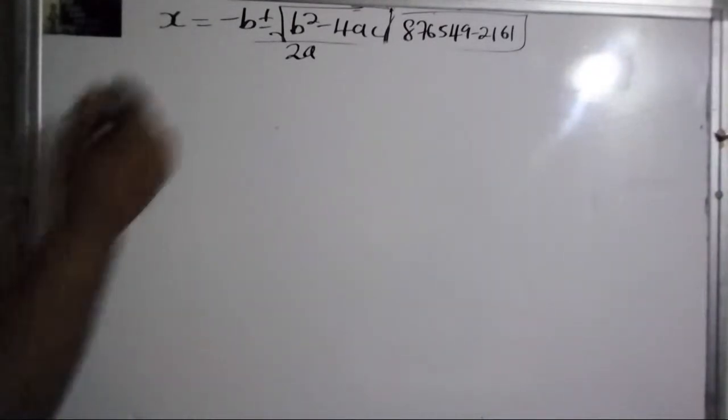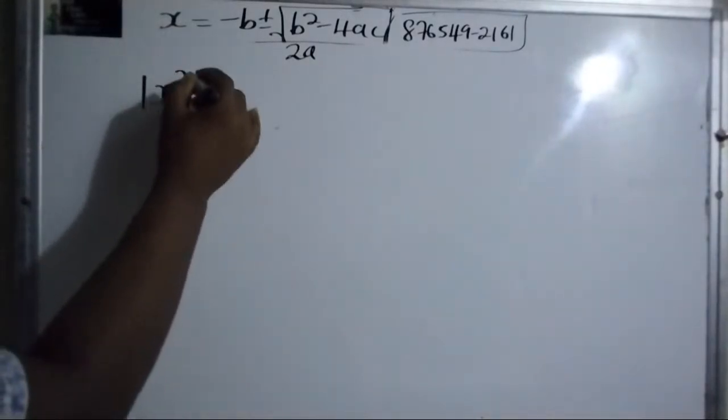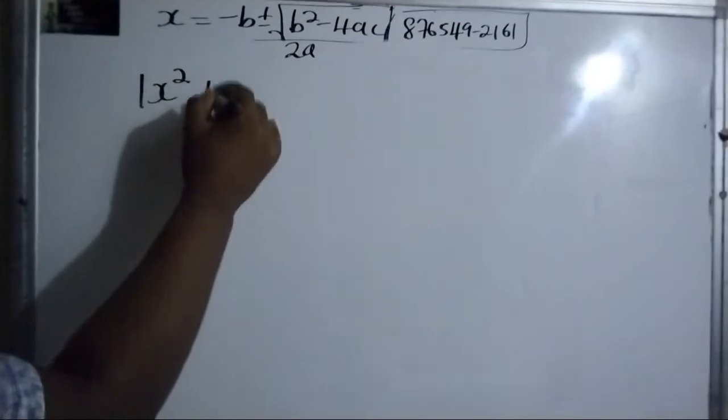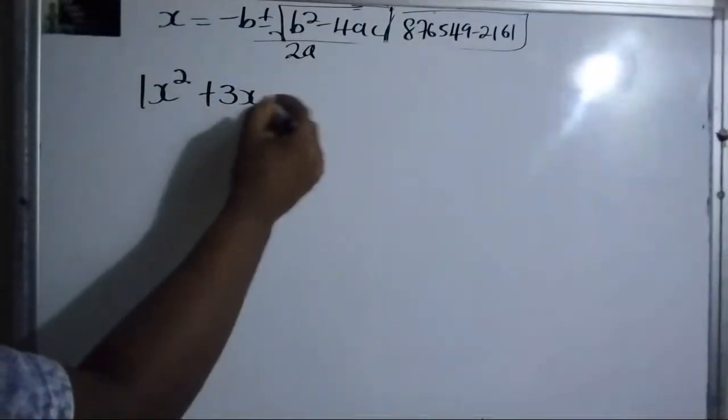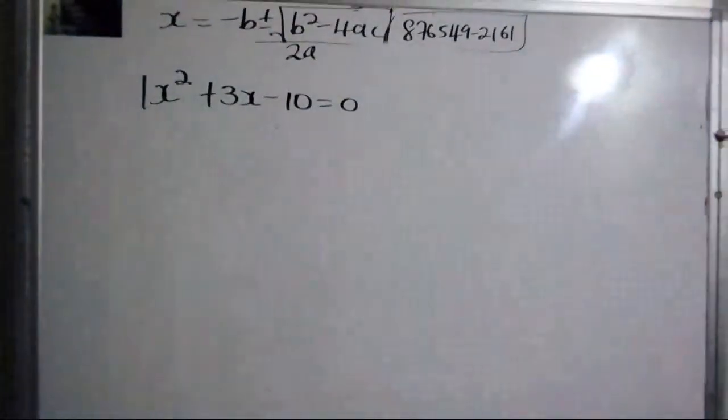Let's look at this one now. I could even put the 1x squared now. So we have 1x squared plus 3x minus 10 equals 0. You guys solve that one. Let's see what's happening. See if everybody is getting it, guys. Let's go.